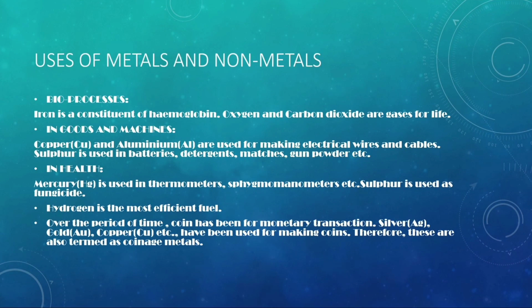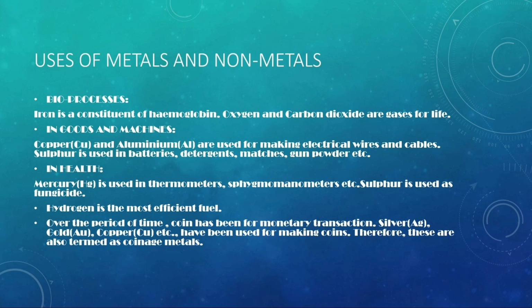Next we have the uses of metals and non-metals. So metals and non-metals are used in bioprocesses. Example, iron is a constituent of hemoglobin, which is essential for oxygen transportation. Oxygen and carbon dioxide are the gases for our life, which is very important for respiration. Then in goods and machines, copper and aluminium are used for making electrical wires and cables. Sulfur is used in batteries, detergents, matches, gunpowder, etc.